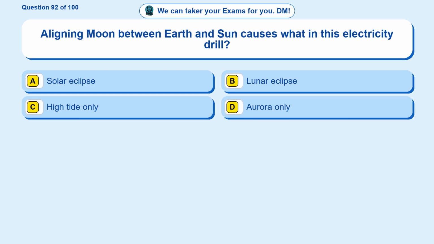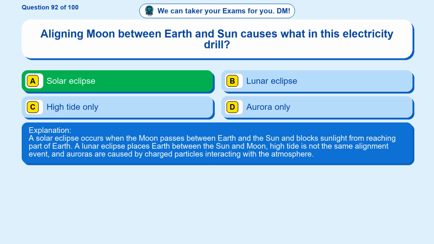Question 92. Aligning moon between Earth and Sun causes what in this electricity drill? Option A, solar eclipse. Option B, lunar eclipse. Option C, high tide only. Option D, aurora only. The correct answer is option A. Solar eclipse. A solar eclipse occurs when the moon passes between Earth and the Sun and blocks sunlight from reaching part of Earth. A lunar eclipse places Earth between the Sun and Moon. High tide is not the same alignment event, and auroras are caused by charged particles interacting with the atmosphere.